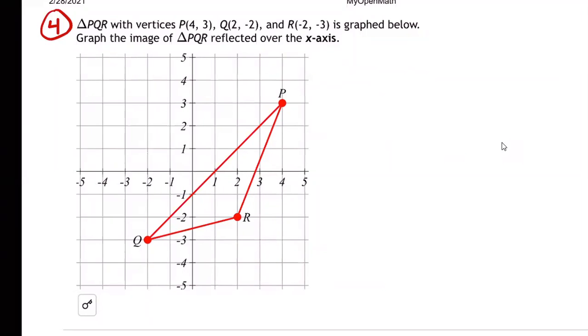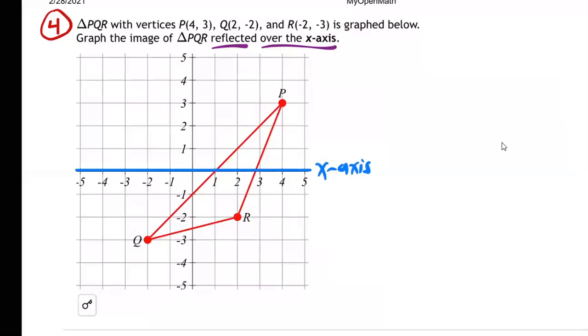So how do we do this? They want us to graph the image of triangle PQR reflected over the x-axis. So let's put down the x-axis, which is right there. To be clear on that, that's the x-axis. And so what we want to do is take each of those points one at a time and reflect them over the x-axis.